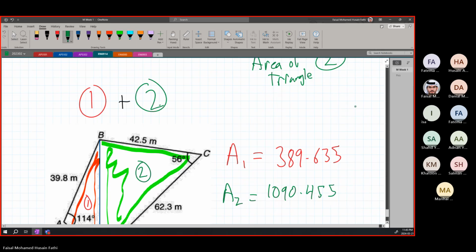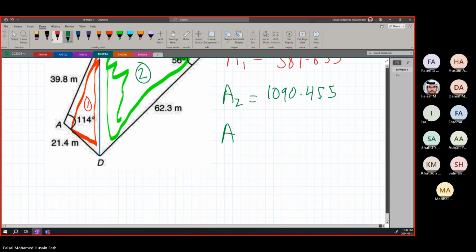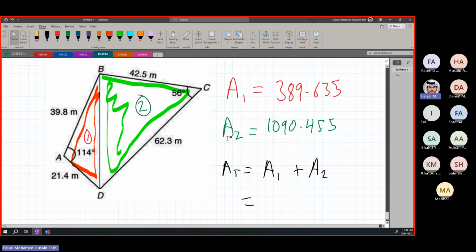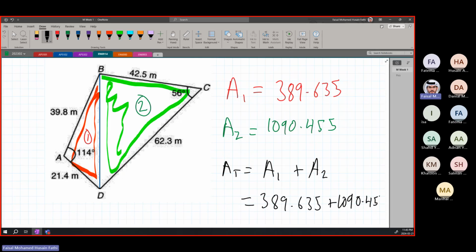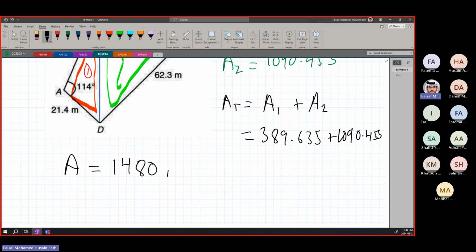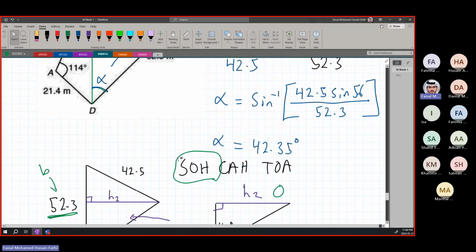1090.455. So the total area is just going to be equal to area 1 plus area 2, which is 389.635 plus 1090.455. So the area of the quadrilateral is going to be equal to 389.635 plus 1090.455, which is 1480 meters. Okay? So this is how you solve this question.